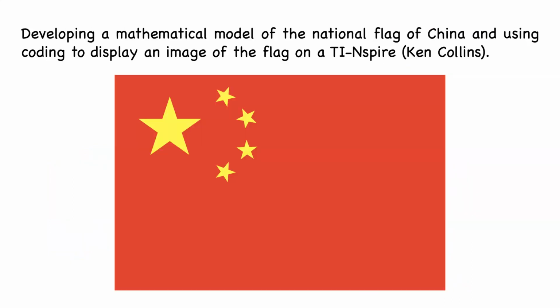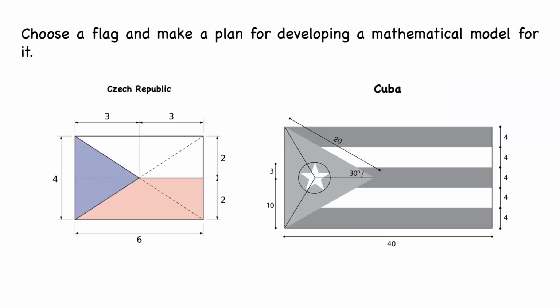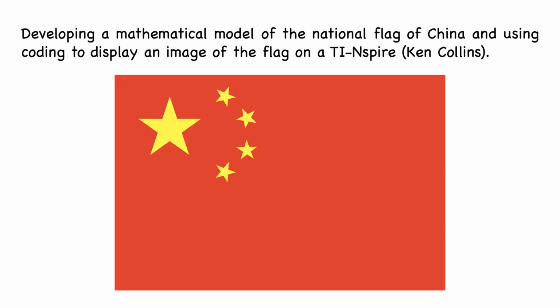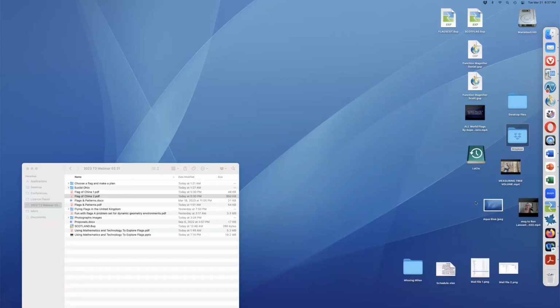So what Ken is going to do is talk a little bit about what he did for this flag. This is the flag of China, and it's certainly more complicated than the flag of Scotland. Ken did some research and found some information about the flag. Ken, I'm going to turn this over to you, so I'll go to your file.